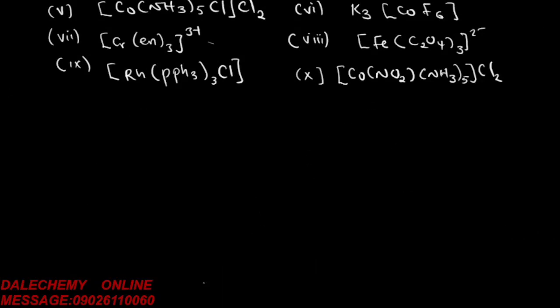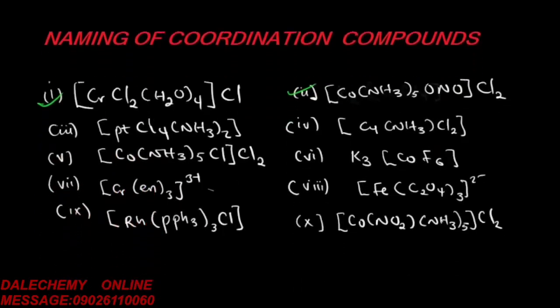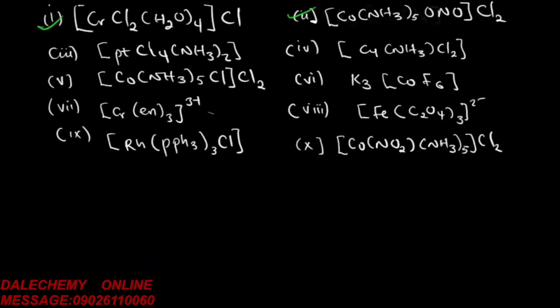Now let's look at the third example. For this third example, we have this compound, platinum. This is not an ionic compound. All you have to do here is just name them. You have to name the ligand first before the metal. So we have ammine and chloro. We have 2 of the ammine, so that will be diammine, tetrachloro, and we have platinum.